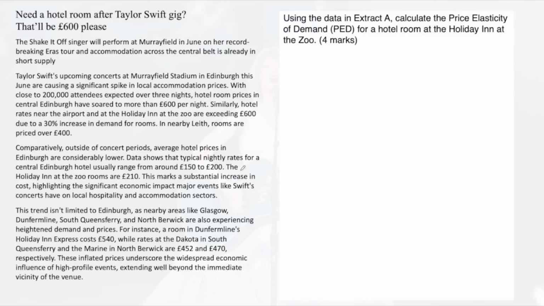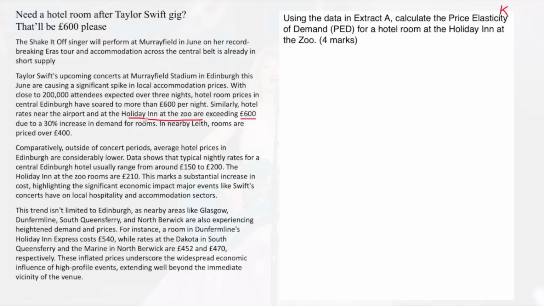Moving on. Using data in Extract A, the only extract, calculate PED. We're obviously going to need to demonstrate an understanding of that by writing the formula in words for a hotel room at the Holiday Inn at the zoo. Okay, you've all read the case study, I'm sure not. Holiday Inn at the zoo exceeded, we'll call it 600 quid for cash.